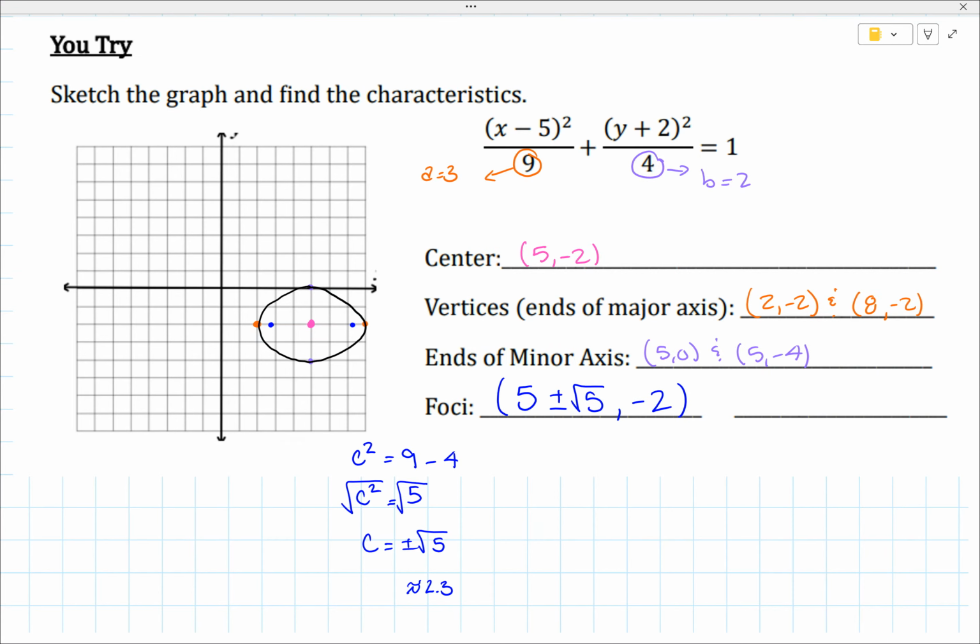If you don't like putting them together, you could do 2 separate coordinates. You could do 5 plus square root of 5 and -2, and 5 minus root 5, -2. Either way is fine. You can write it as a combo or separate. All right. Moving on to task 3.